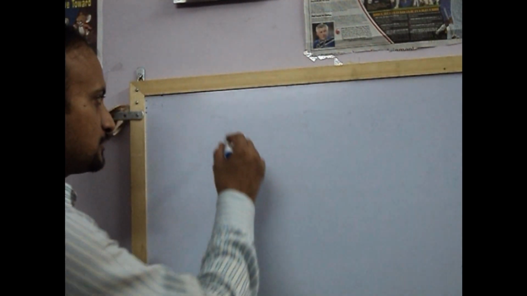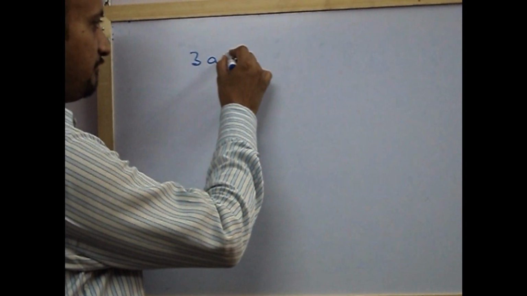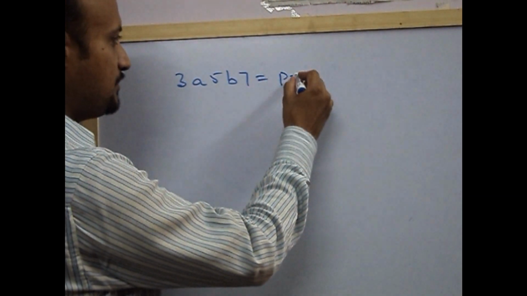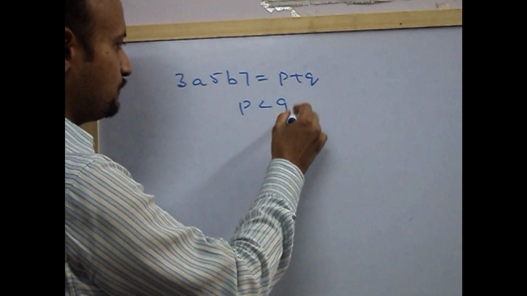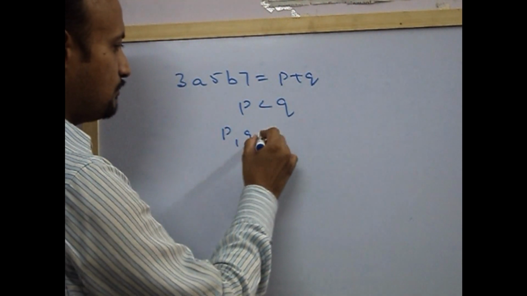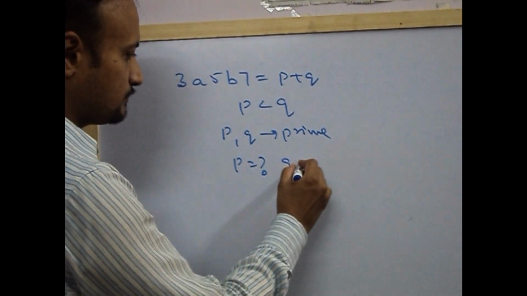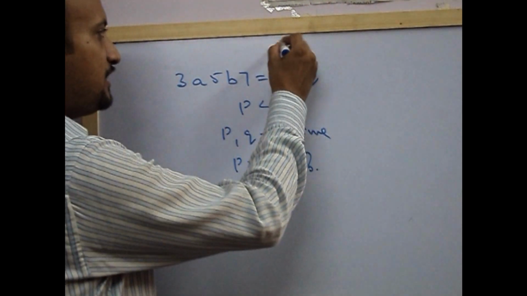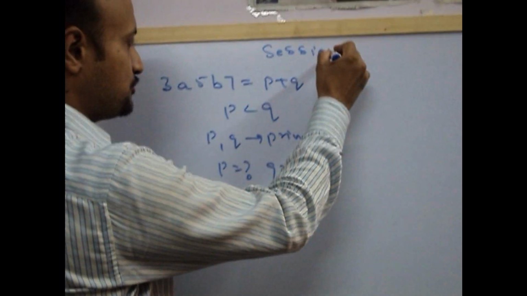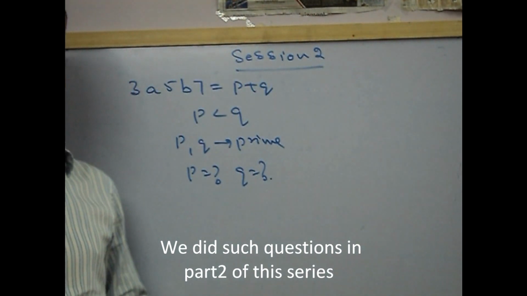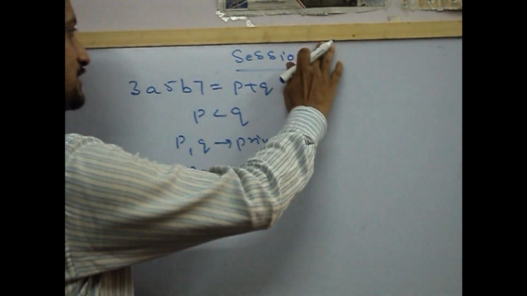I am sure all of you must have done the homework which I gave in the last session, and that was 3a + 5b + 7 = p + q, p is less than q, and p and q both are prime. What is p? What is q? We did a similar question in the last session. Let's recall that.